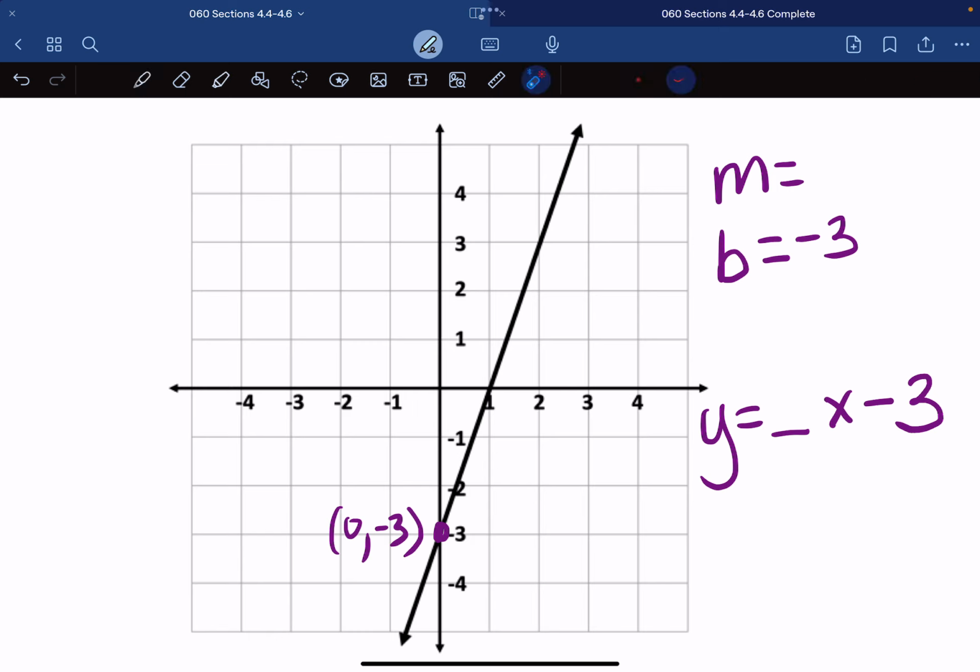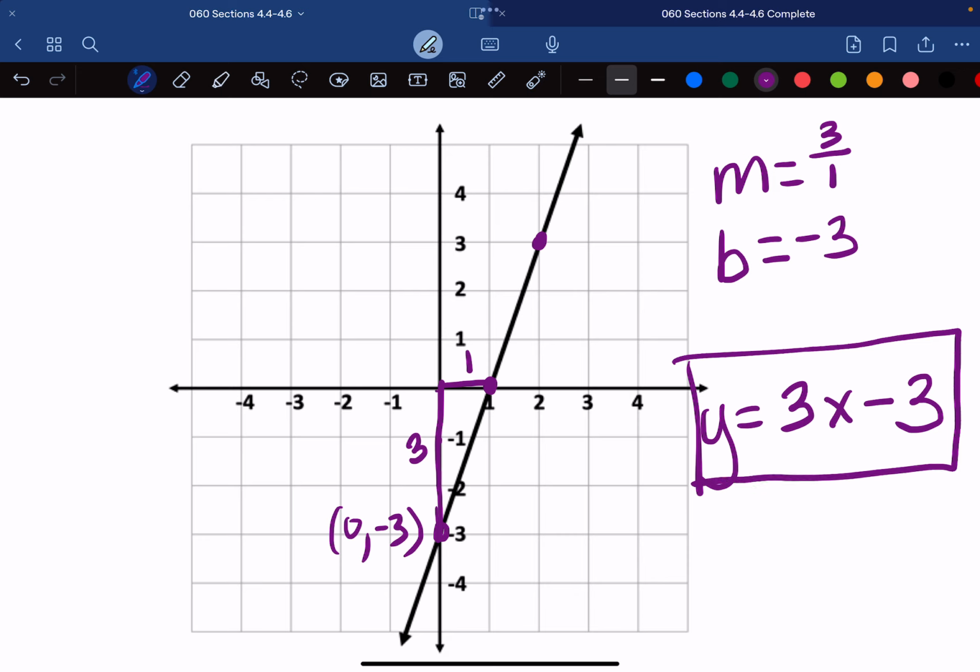And now I'm going to look for my slope. To get our slope, I need a second point. And remember, we're looking for a point that's right at an intersection of the grid. So I see two that are good points. I could do here or here. Either one works. I'll do the closer one. So we're going up, looks like 1, 2, 3, and then right 1. So that's 3 over 1, which I can just put as 3. And that is my equation. I've now written the equation from a graph.